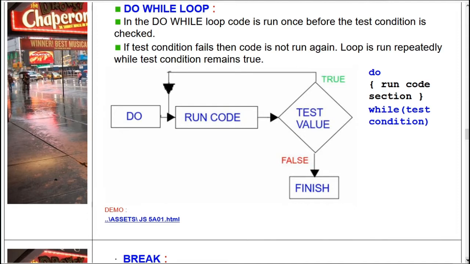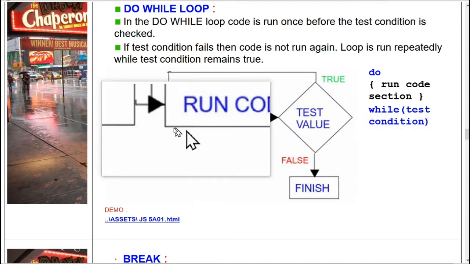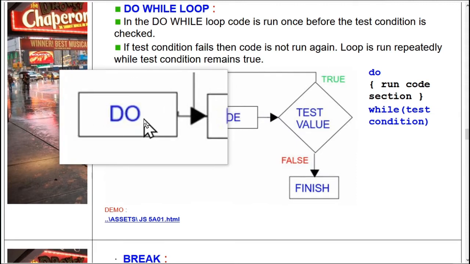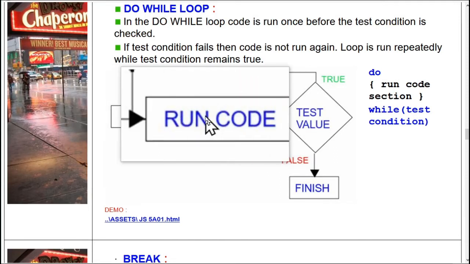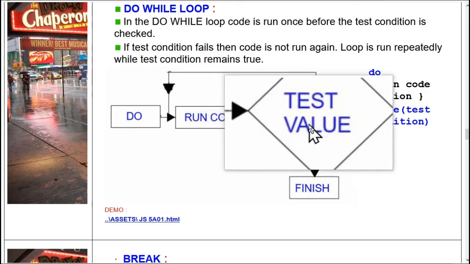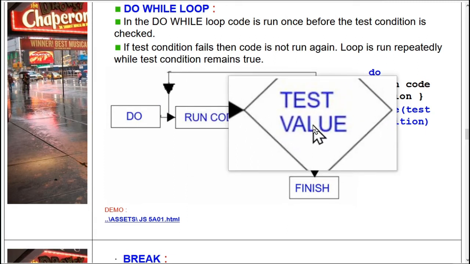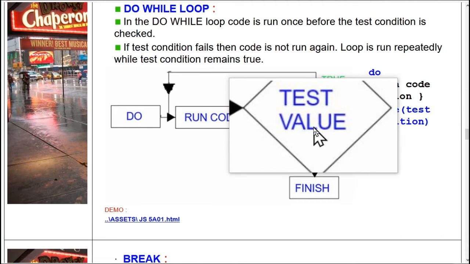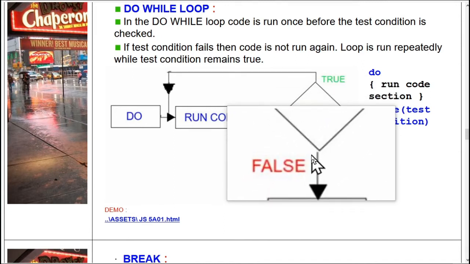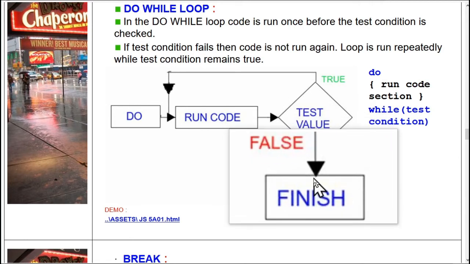So let's have a look at this one then. We start off with the do command, and in there we say do this, we run the code, and then we test the value. So for example, we say is x less than or equal to 5, and if x is larger than 5, then that returns a false condition, and then we finish the loop.